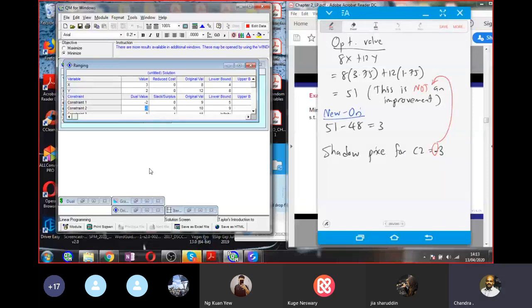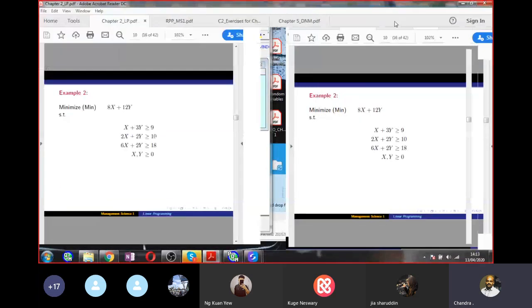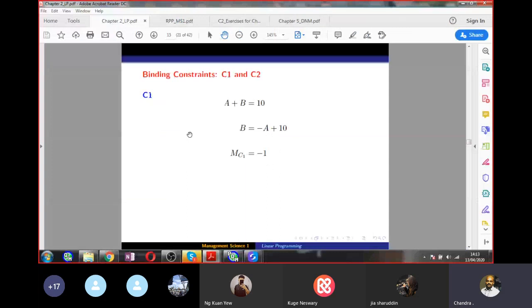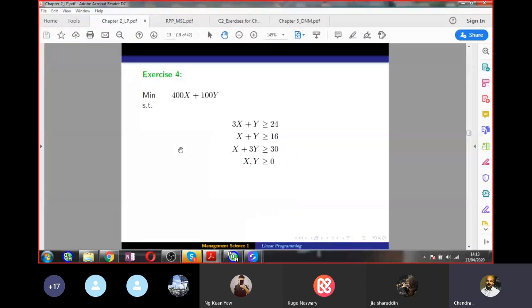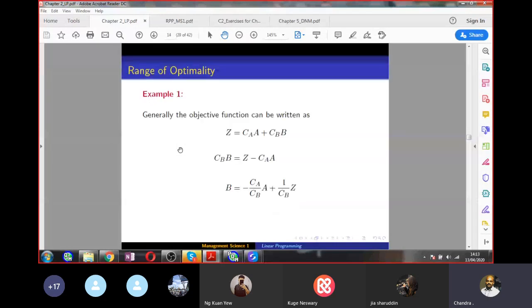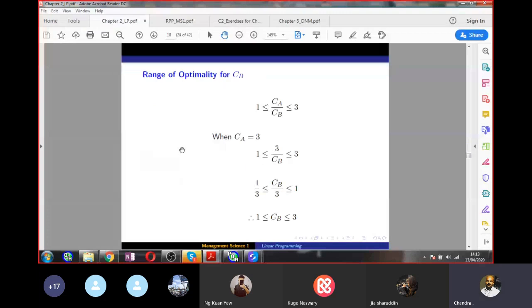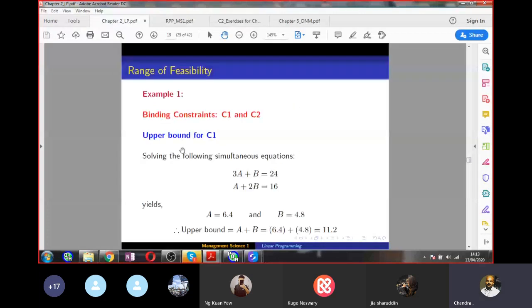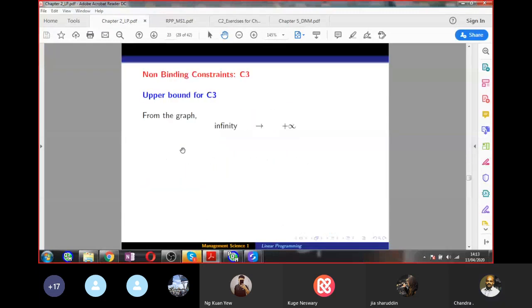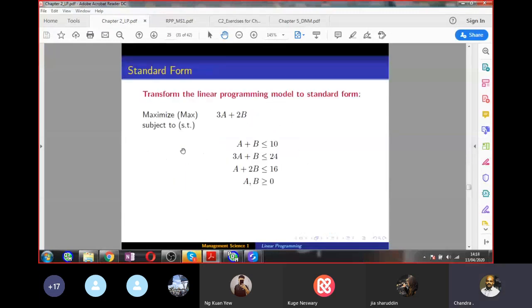Hope you understand this shadow price and all these things. Until here, shadow price, I told you just now, until here is chapter 2. The moment you enter range of optimality is chapter 3. Range of feasibility is also chapter 3, yet to teach you, hold on for a while. Standard form, just now I taught you, very easy, change it to equation, still chapter 3.